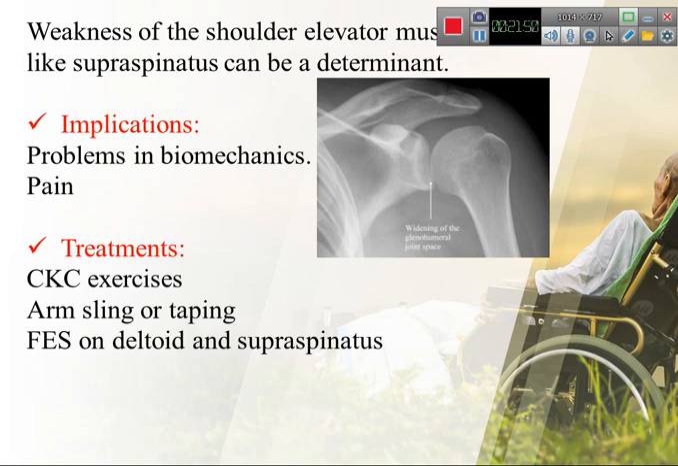If shoulder malalignment, shoulder subluxation and dislocation occurs, you can use an arm sling or taping. And it is said that FES, functional electrical stimulation, on the deltoid and supraspinatus muscle can reduce the chance of joint malalignment. As I said, weakness of shoulder elevator muscles, like supraspinatus, can be a determinant. So, if you strengthen the deltoid and the supraspinatus muscle, it can be helpful.